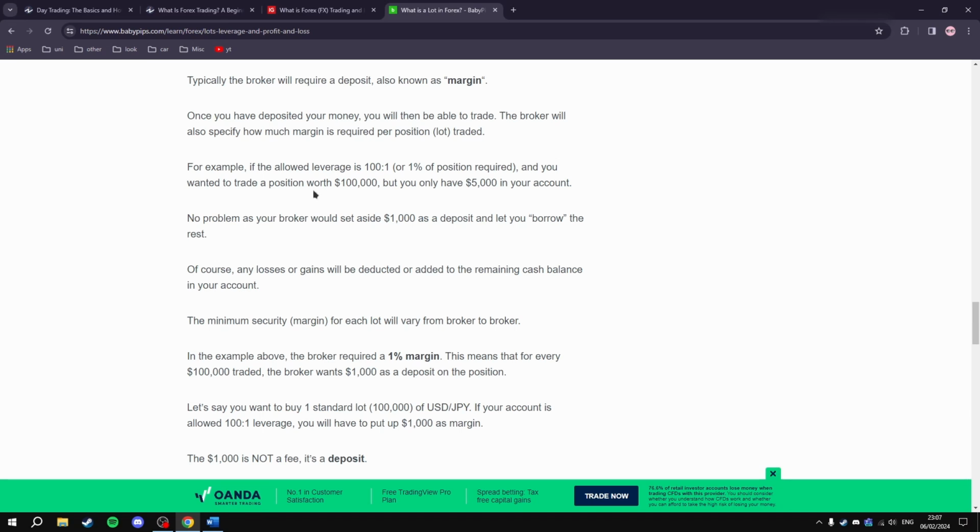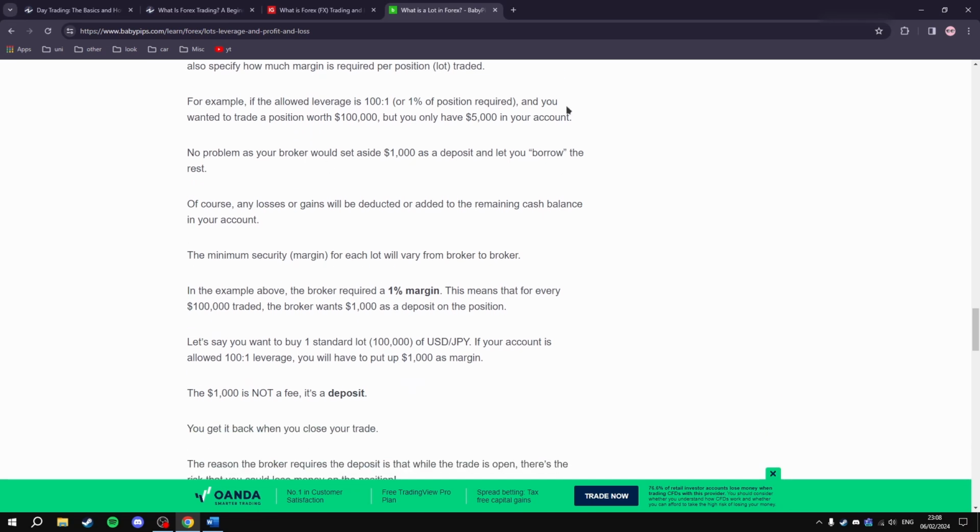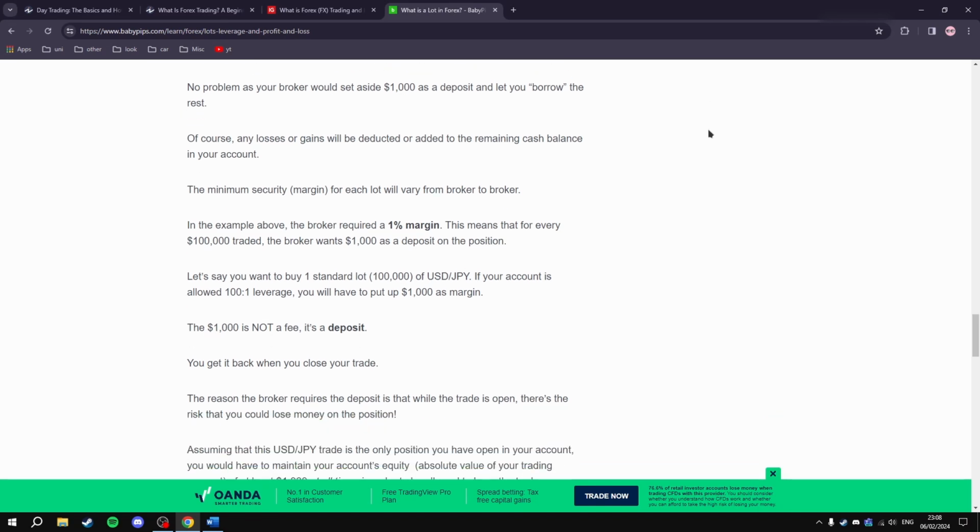This means that for every $100,000 traded, the broker wants 1,000 as a deposit on the position. Let's say you want to buy one standard lot of USD/JPY. If your account is allowed 100 to 1 leverage, you will have to put up 1,000 as margin. The 1,000 is not free, it's a deposit. It's not a fee, it's a deposit. You get it back when you close your trade.